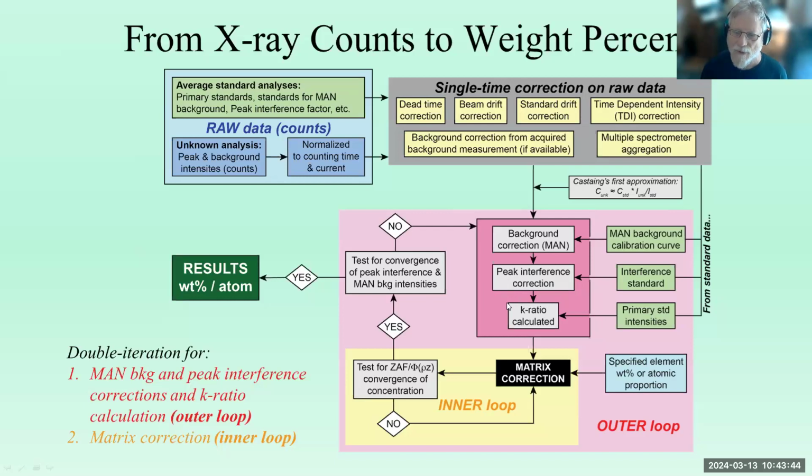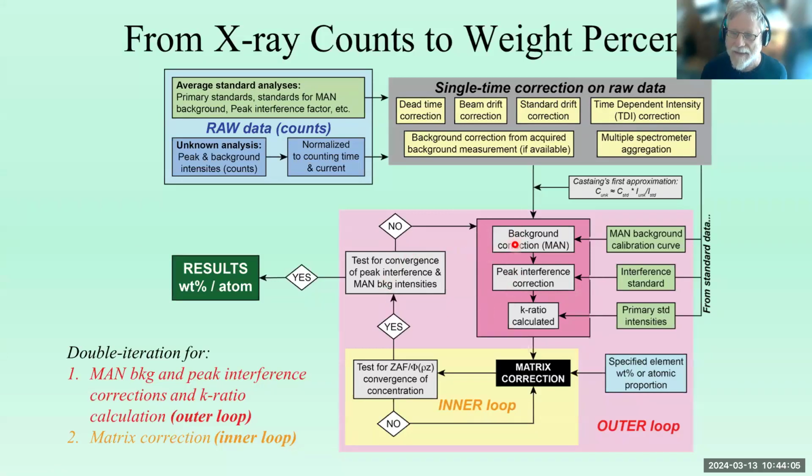The only important thing I want to mention is that there's actually two iteration loops in the software. Yes, the TDI correction is done up at the top. Well, let me show you that. Up here, this is the TDI correction right here. And then we will do the background correction and the interference correction, all that kind of stuff.